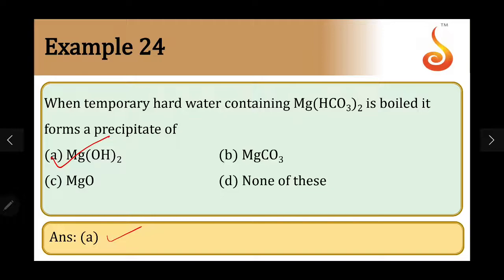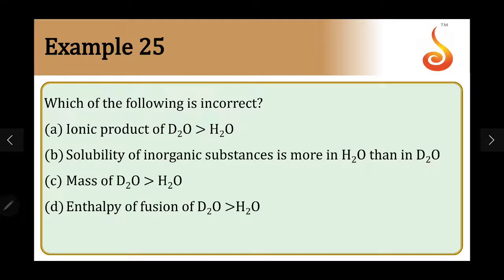Question number 25. Which of the following is incorrect? Ionic product of D2O is greater than H2O. Solubility of inorganic substance is more in H2O than D2O. Mass of D2O is more than H2O. Enthalpy of fusion of D2O is more than H2O. Now, mass of D2O is definitely greater than H2O, so it is a correct statement. And water is more polar compared to D2O, so solubility of inorganic substance is more in water compared to D2O.